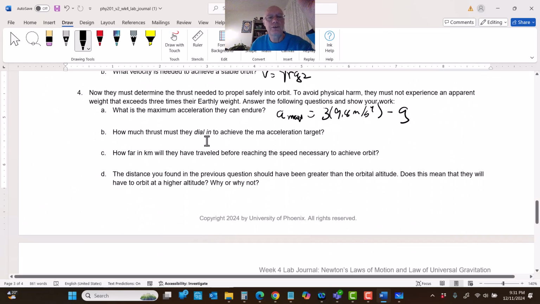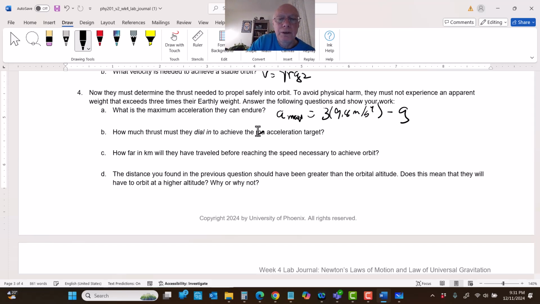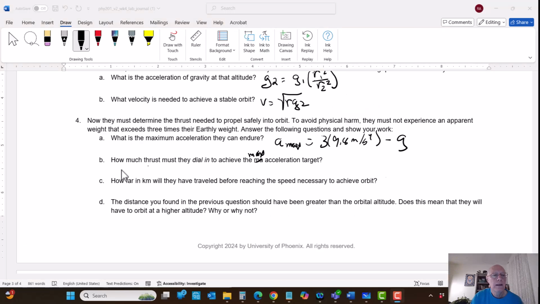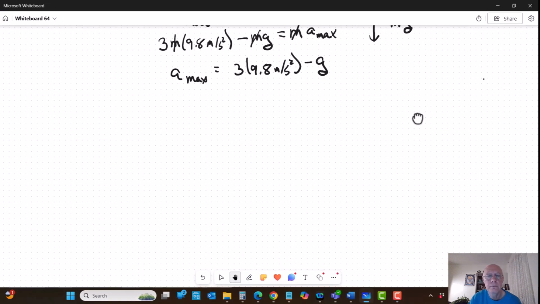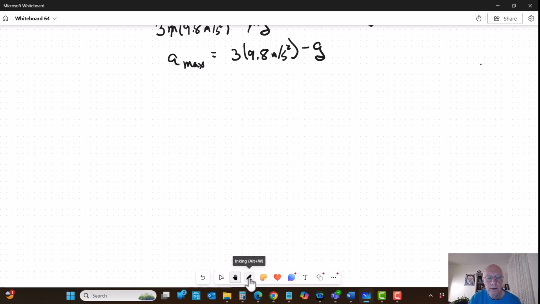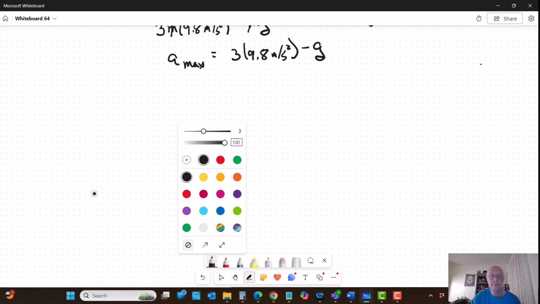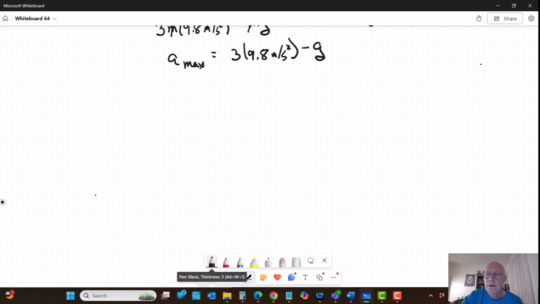So how much thrust must they dial in to achieve this maximum acceleration? It should be the maximum acceleration target. Now we want to know how much thrust is needed to propel the rocket up with that acceleration. So we have to go back to the whiteboard. Let's make a free body diagram of the rocket. Here's our rocket.